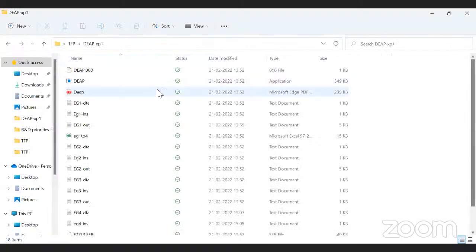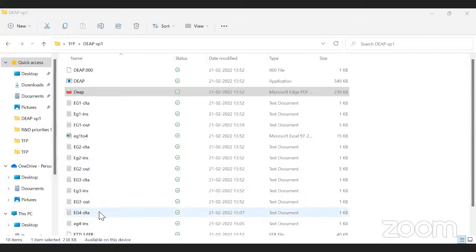This is the DEAP software. This is a PDF which contains the whole procedure of how to calculate the Malmquist index from the DEAP software. This EG4 file contains the data file.